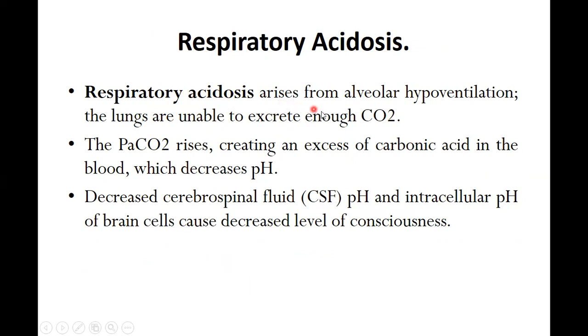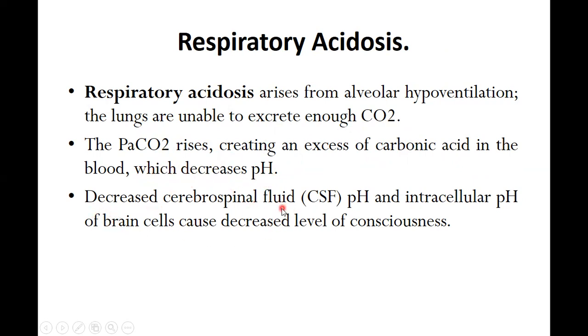So this respiratory acidosis arises from alveolar hypoventilation, okay, where the lungs are unable to excrete enough carbon dioxide. Now, any condition that causes hypoventilation, where the lungs are failing to excrete carbon dioxide, we end up with respiratory acidosis. So the partial pressure of carbon dioxide rises, creating an excess of carbonic acid within the blood, and that excess of carbonic acid decreases the pH.